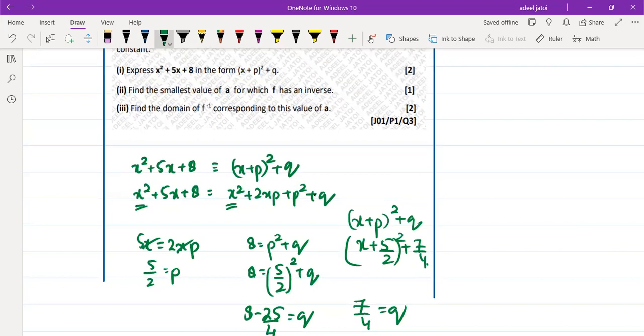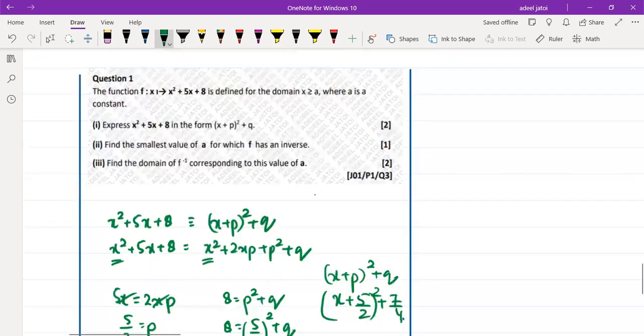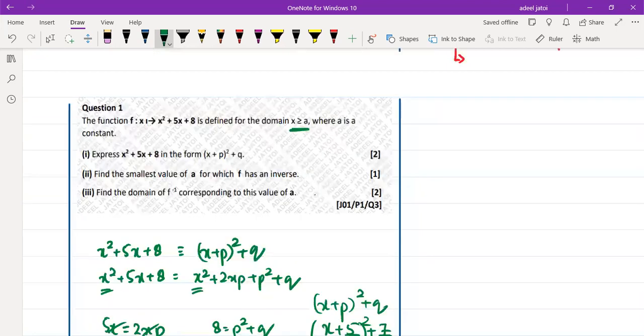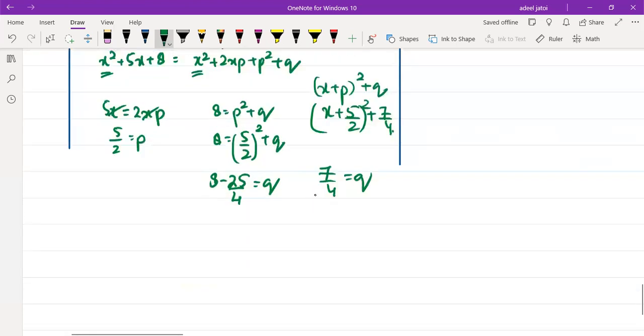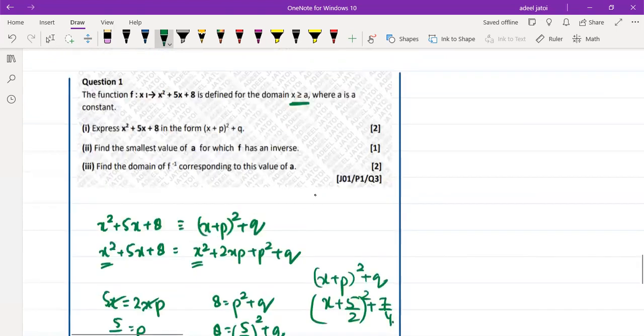From where does the inverse start? It needs a one-to-one function. The question clearly says that the domain is x greater than or equal to a. When f has an inverse, that means the quadratic equation as a whole does not have an inverse, but it has an inverse from a certain point. So the inverse starts from the turning point.